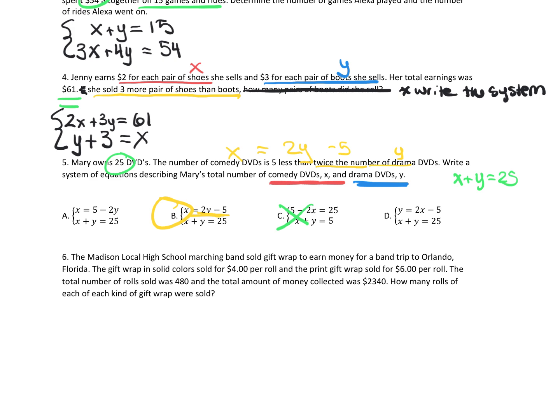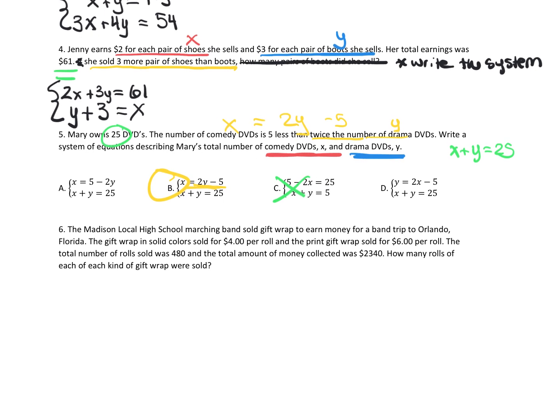And the last one. Madison local high school marching band sold gift wrap to earn money for a band trip to Orlando, Florida. The gift wrap sold solid colors for $4. So let's call solid colors my X, and that goes with the 4. And print gift wrap for $6. Let's call this my Y. The total number they sold was 480 rolls. So I have X rolls plus Y rolls equals my 480 rolls.